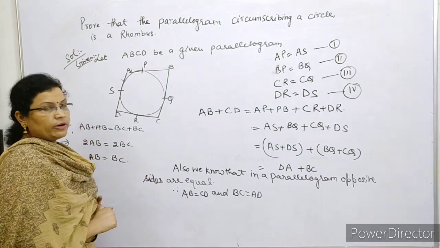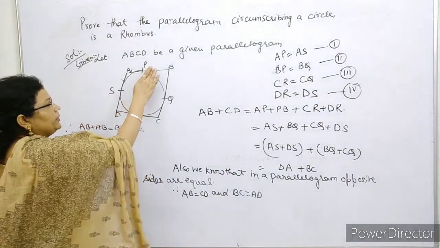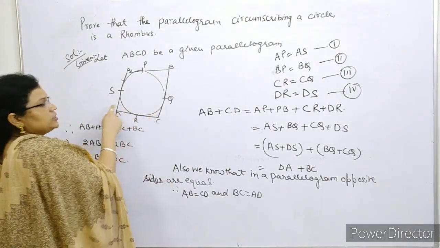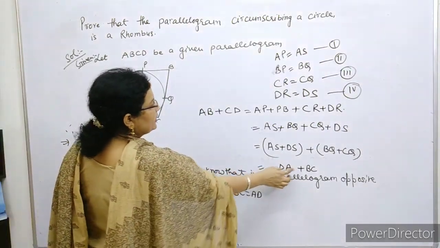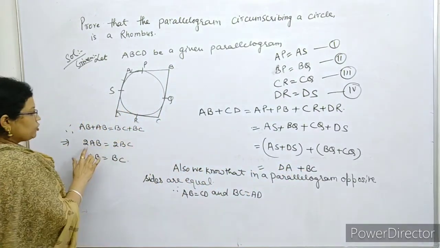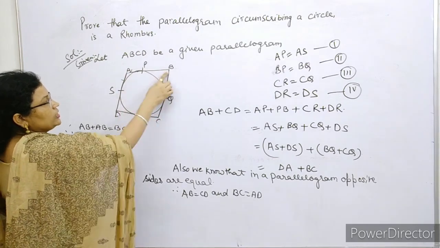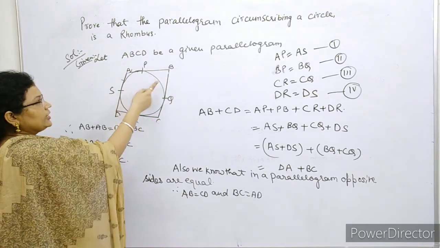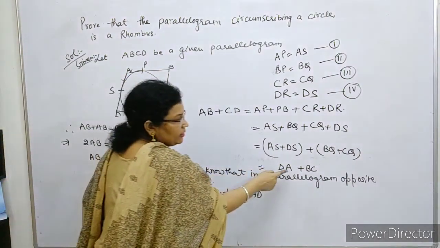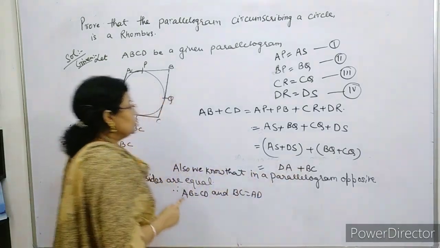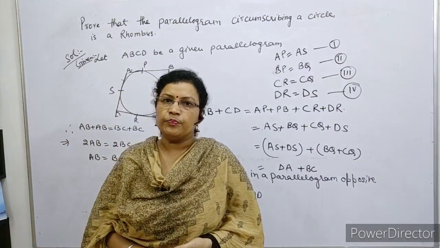But students, we also know one of the properties of a parallelogram, that in a parallelogram opposite sides are equal. Means AB is equal to CD and BC is equal to DA. So if we substitute that value, AB plus AB equals DA plus DA or BC plus BC. So we will get AB equal to BC. Means these two sides will be equal. So these are two adjacent sides, students. And we can similarly prove AB is equal to DA also. So similarly, all the four sides will be equal and this parallelogram will be a rhombus.